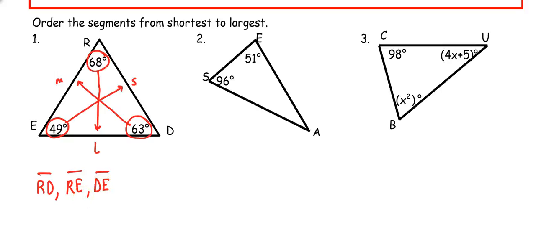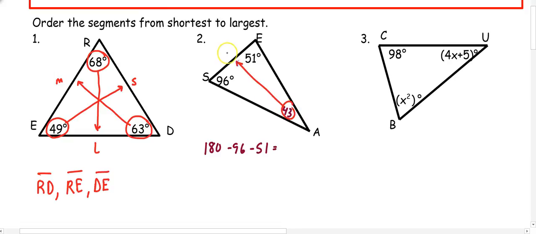Number two, before I can place my segments from shortest to longest, I need to know my missing angle. I know that all the angles in a triangle add to 180, so I'm going to subtract the angles I know. So I have 180 minus 96 minus 51, and I get an angle measure of 43 degrees. So my shortest side is across from 43 degrees, my middle side is across from 51 degrees, and my longest side is across from 96 degrees.